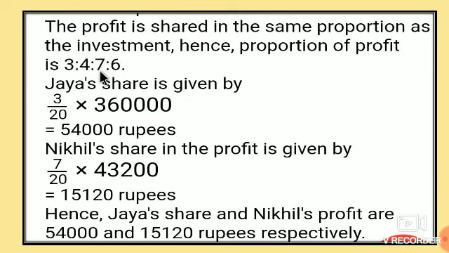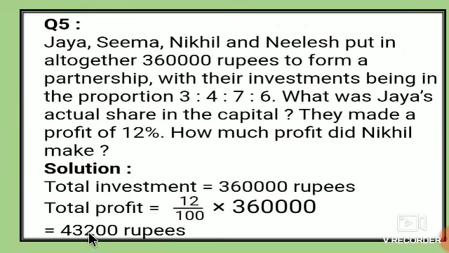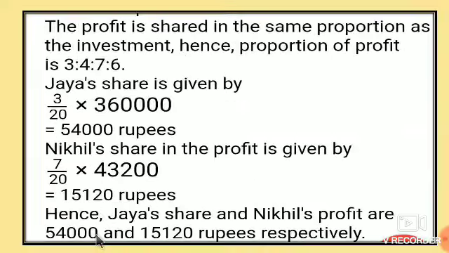Now the profit of Nikhil. 7 parts invested by Nikhil. 7 upon 20 will be the share of Nikhil multiplied by 43,200. This 43,200 is the total profit. From that we have to find out the share of Nikhil, which is 15,120. Hence Jaya's share and Nikhil's profit are 54,000 and 15,120 rupees respectively. Understood it?